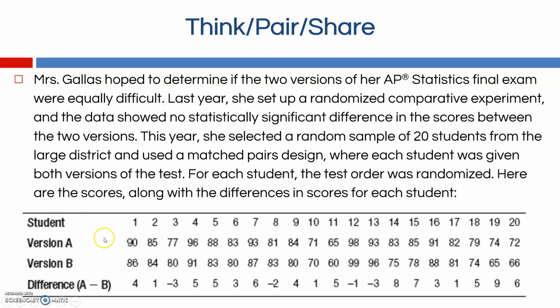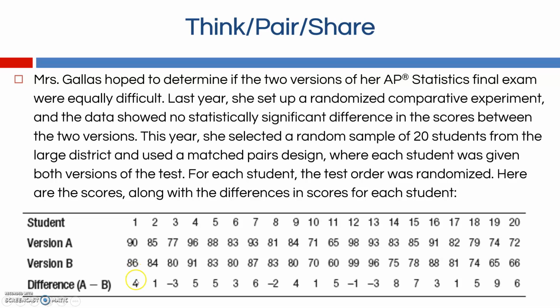All right, so as you can see, we have version A. These are all identifiers. There's 20 students. Names are not given to protect privacy, right? So we have student 1 took version A, got 90, got an 86 on the second version.